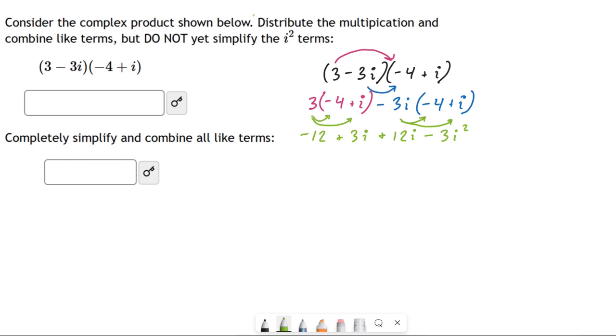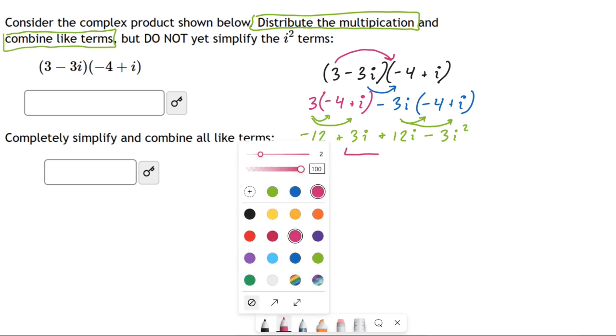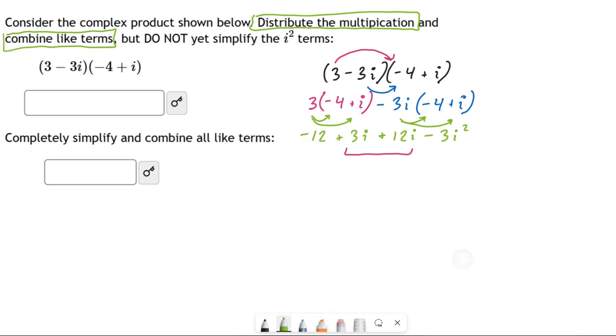Now, back to the instructions. It says distribute the multiplication and combine like terms. So that's what I'm going to do. I'm not going to touch the i squared things yet. Let's just combine the like terms because I see there are some like terms right here. Each of these is just a single power of i, right? It's like a variable. So this is going to become negative 12. That's staying there. Negative 3i squared on the right stays there. And I have 3i plus 12i, that makes 15i in the middle. All right, so there is my simplified form, negative 12 plus 15i minus 3i squared. Now this is what's wanted in that first answer box.